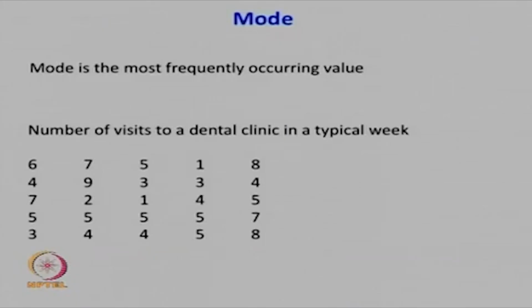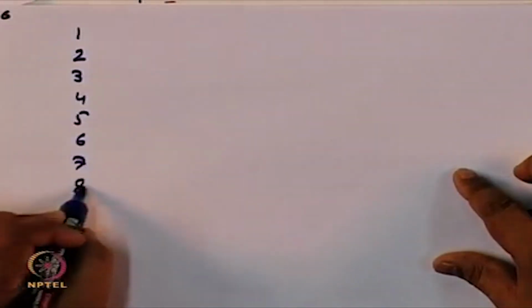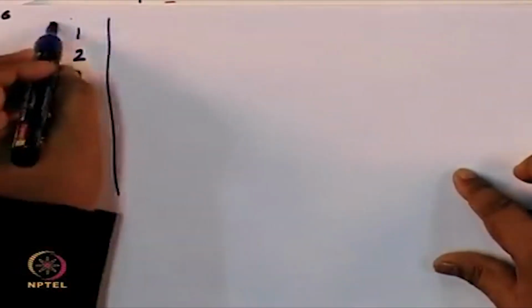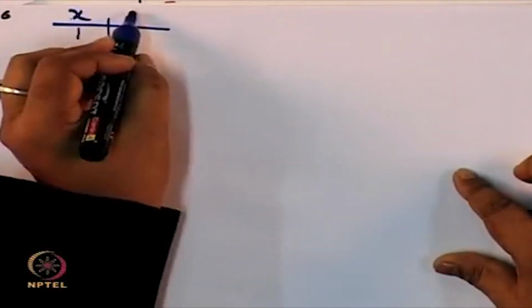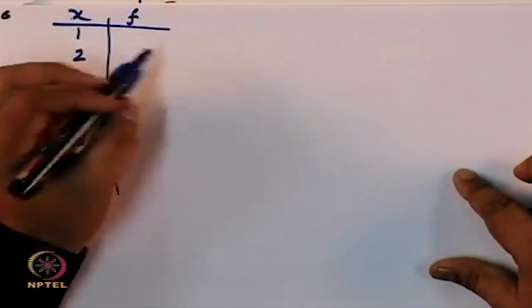The third metric we had discussed was the mode. Mode is the most frequently occurring value, for example, the number of visits to a dental clinic in a typical week. This is the data. So, how do you calculate the mode? You first find out the frequency distribution. So, we can see that you have 1, 2, 3, 4, 5, 6, 7, 8, 9 as the values. So, this is x and this is my frequency f. For 1, I have 2.